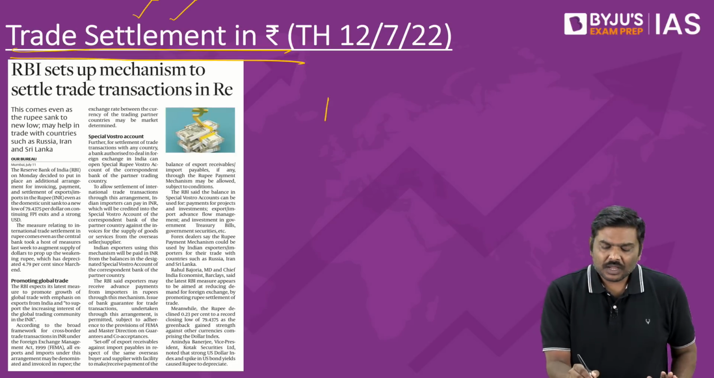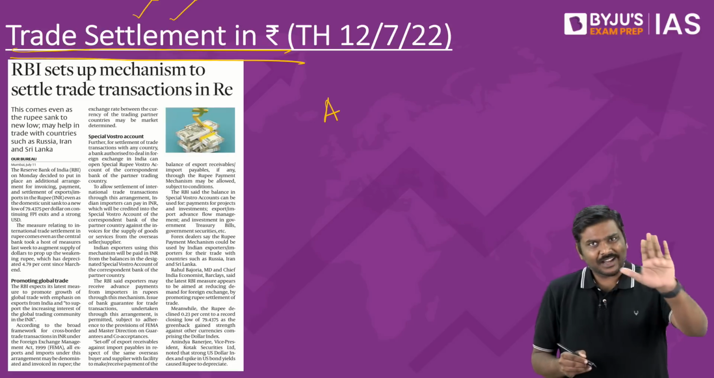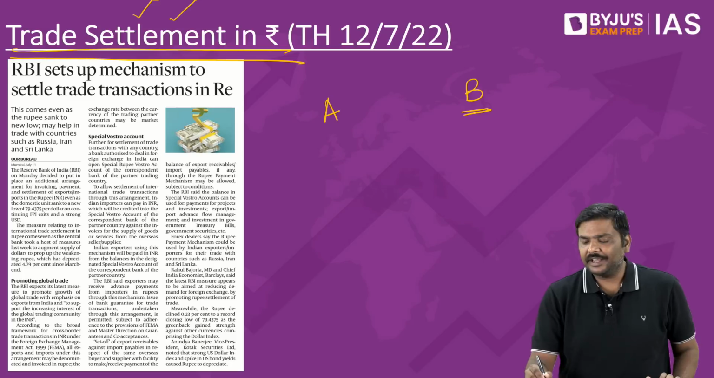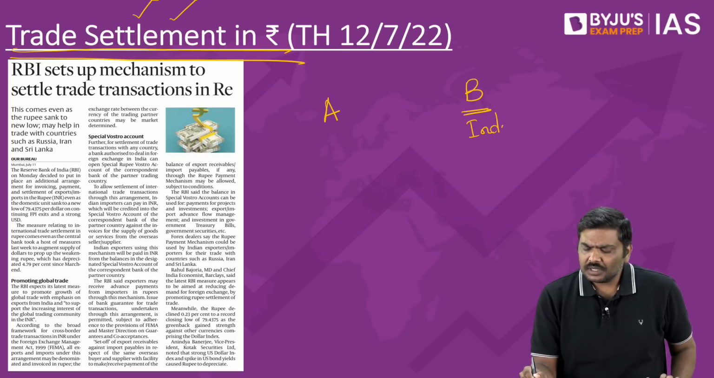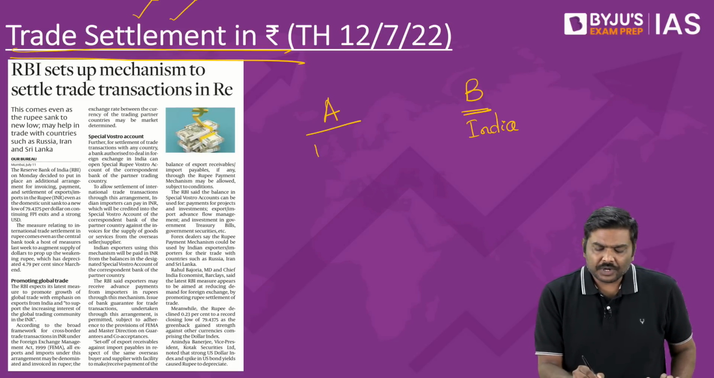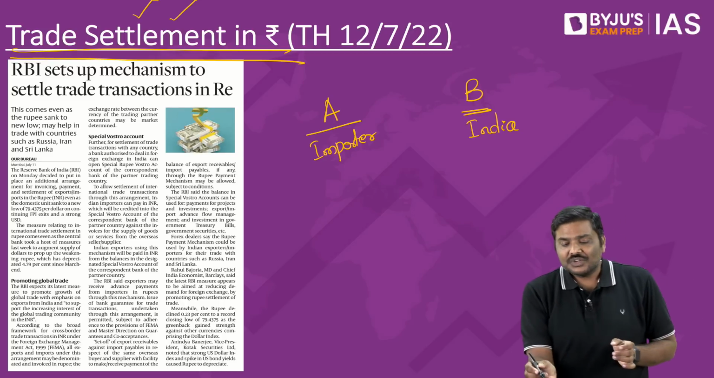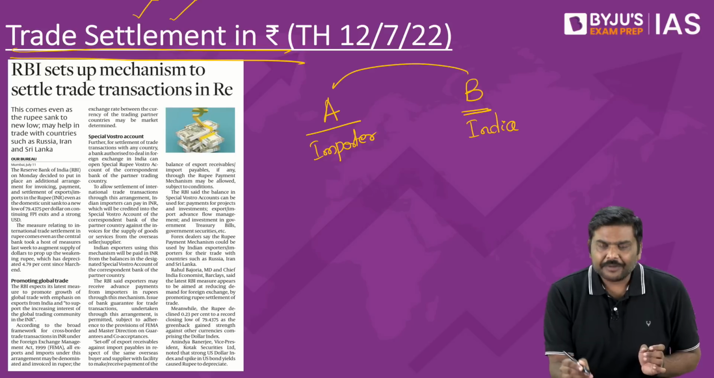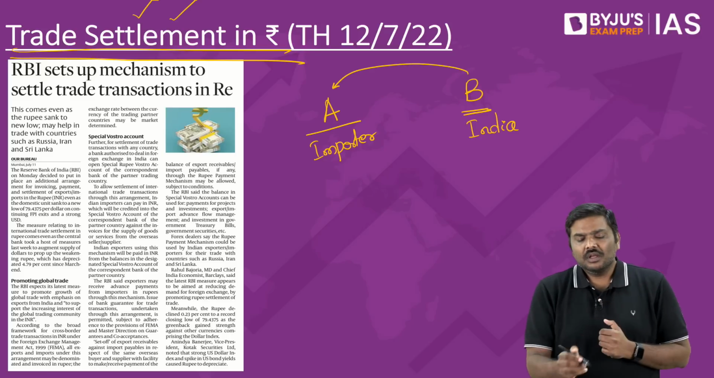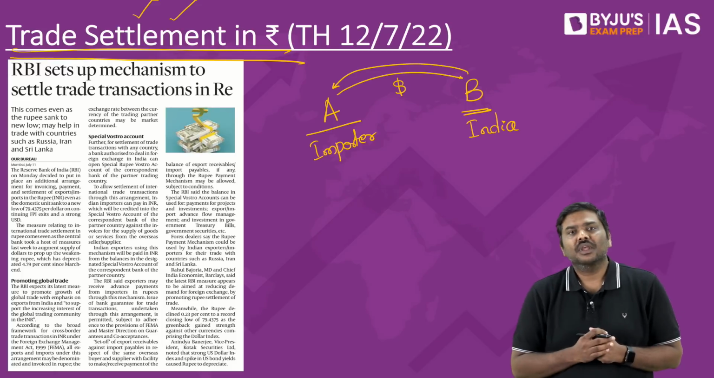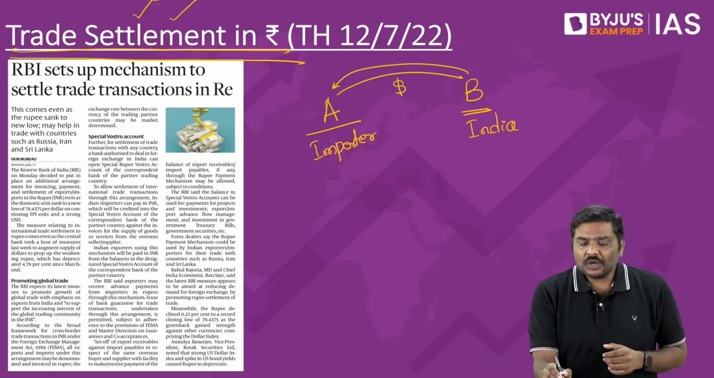Imagine there is an importer sitting in another country and you are the exporter, you are sitting in India. And just a repetition here, both of you are sitting in two different countries. So when you will export the commodity, the importer will make a payment in terms of dollars. You will receive the dollars. Now you will convert this particular dollar into rupee.